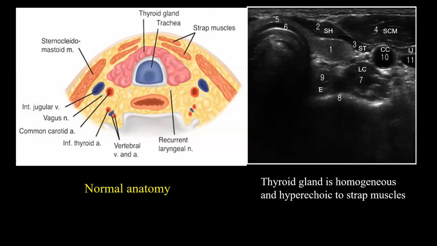Before we begin, we're not going to really go over the anatomy, but you should be somewhat familiar with the anatomy of the thyroid gland and the adjacent structures. So just a quick picture. One thing I really want to point out is that number 1 is your thyroid gland. In comparison to your strap muscles, it is more echogenic. The strap muscles are hypoechoic, and that's going to be helpful for us later on when we start categorizing nodules.